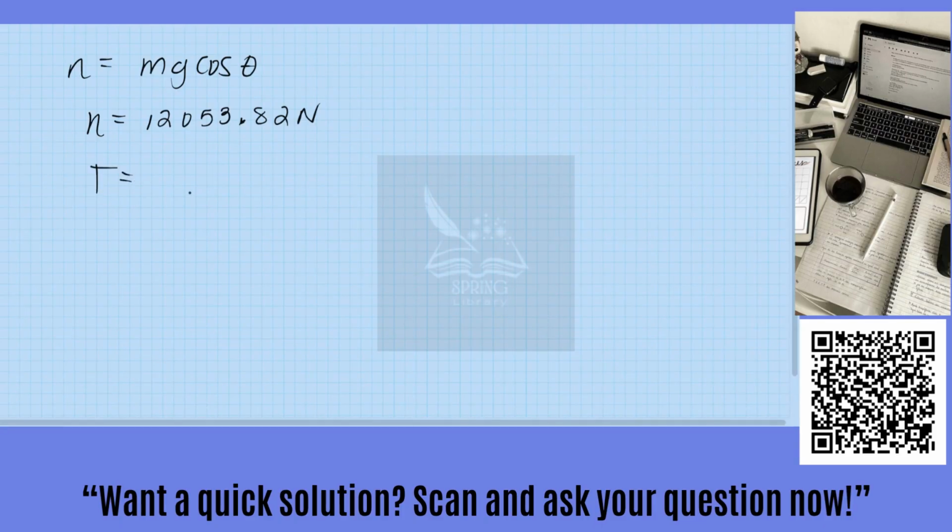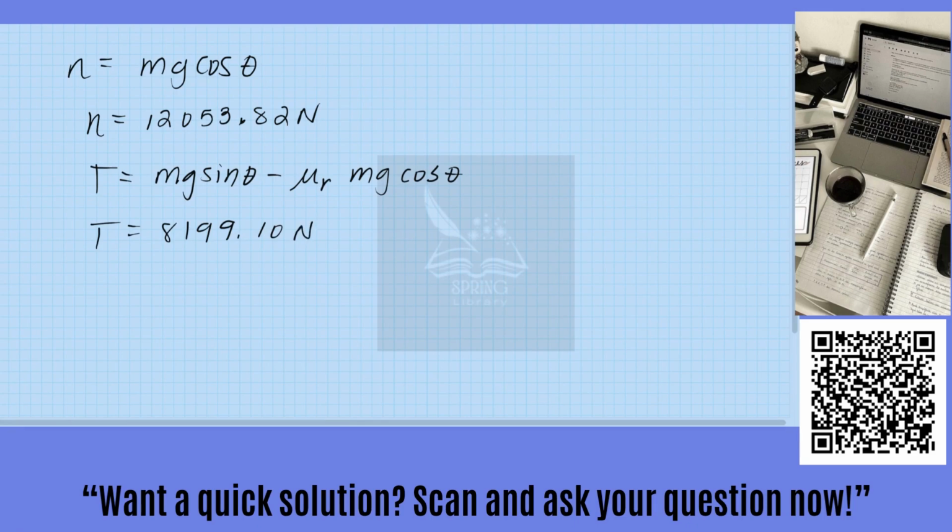So you have the tension is equal to mg sine of theta minus mu_r mg cosine of theta. Plugging in these values, we get the tension is 8199.10 newtons.